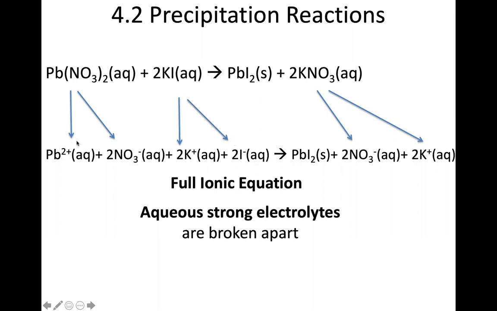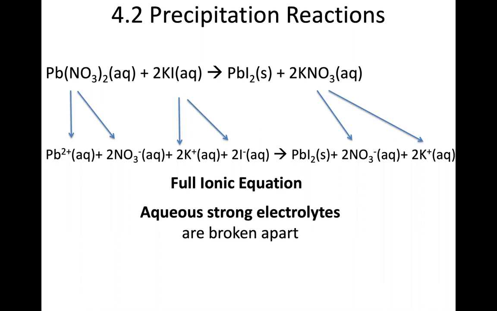So it's really this idea of let's write what's in the beaker. This is what was floating around in each of the beakers. I am breaking apart the aqueous strong electrolytes. Lead iodide solid, well, that's not aqueous. That's a solid, so I'm not going to break that apart. But potassium nitrate aqueous, I'm going to break that apart into its component parts. So this would be the full ionic equation of everything that's involved.